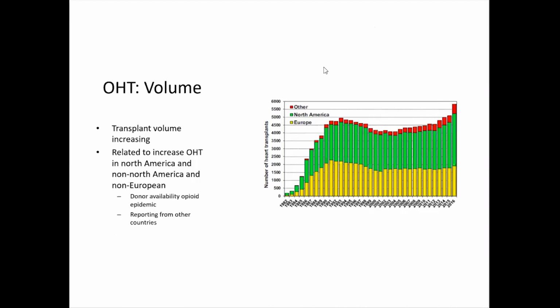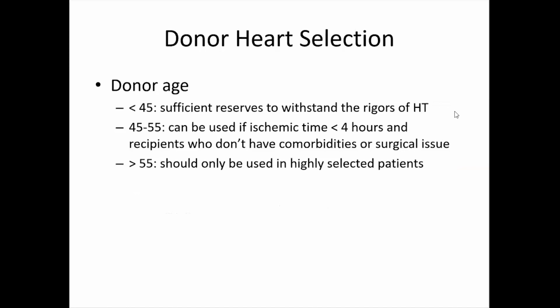So here's the volume of the transplants. The yellow bars are Europe, the green bars are the United States, and the red bars are the other countries. As you see, over the last years there has been an increasing number of transplants. In the United States, we transplant somewhere between 2,000 and 2,500 patients a year, and that has been increasing because of donor availability with the opioid epidemic in the United States. There's also an increasing number of transplants in other countries, which has increased the number of transplantations.